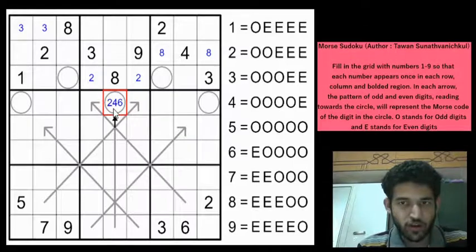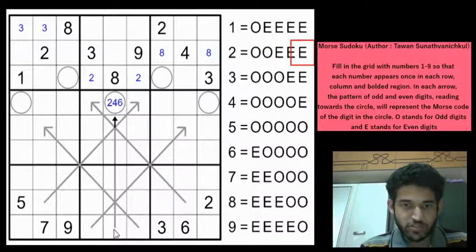If it is 2, 4 or 6, can it have a 2? If it is a 2, you see that the Morse code of 2 is odd, odd, even, even, even. So starting from the arrow stem, we need to have odd, odd, even, even and even. Is this possible? No, right? Because when you have a 2 and you also have an 8, we can have a maximum of 2 evens along this arrow.